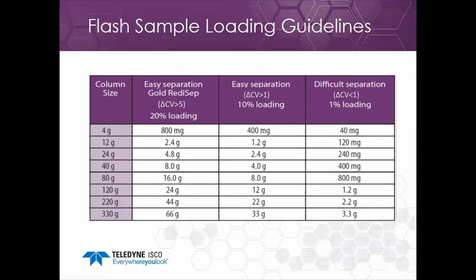And finally, if you have a really difficult separation where the compounds have an elution delta CV of less than 1, then we suggest doing a 1% loading, and that would be 40 milligrams on a 4-gram column or 3.3 grams on a 330-gram column. This is where we really need to take advantage of the enhanced resolution we can get from the RediSep Gold column, and we're also minimizing the loading so that we can get baseline separation between our compounds of interest.